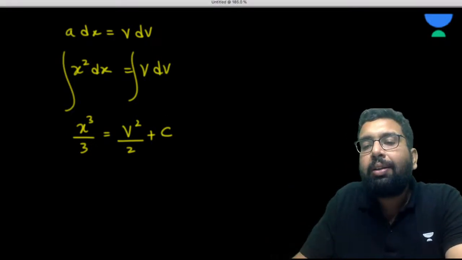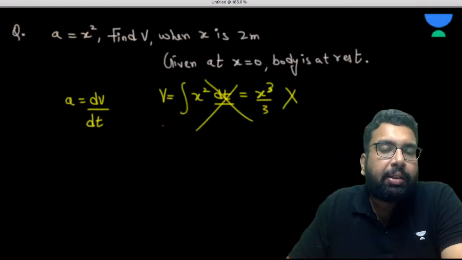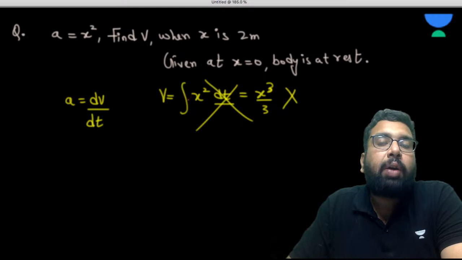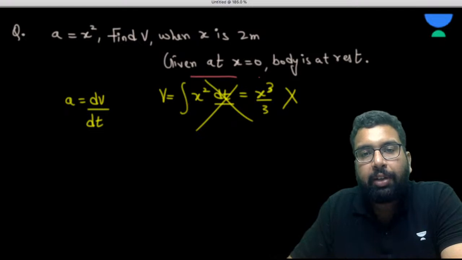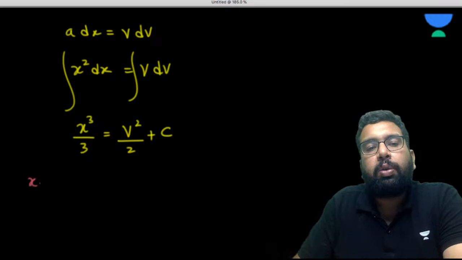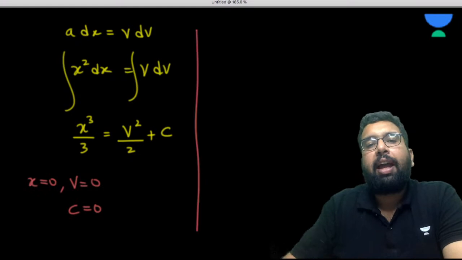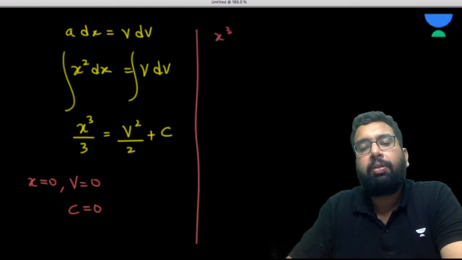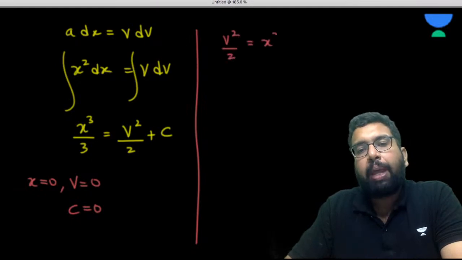Now, to find this constant of integration, what can be done? The constant of integration is found from the information given in the question. Given that at x is equal to 0, the body is at rest. So at x is equal to 0, the body is at rest. That means velocity is 0. So that means c is equal to 0, isn't it? Now, ultimately, this relation becomes v square by 2 is equal to x cube by 3.